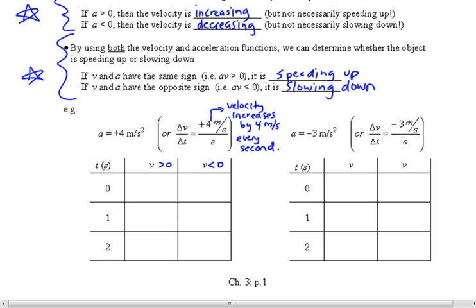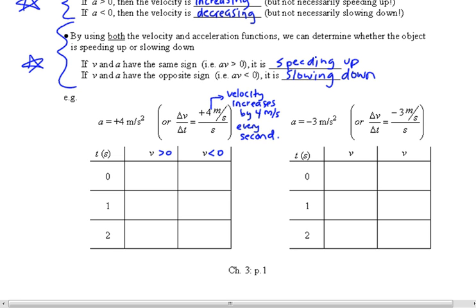Okay, so let's say at 0, we're going to start one with a velocity of 10, and then we're going to do one of negative 10. So if my velocity is at 10, at 1 second, what would be my velocity? 14, good. At 2 seconds, it would be 18. Our velocity is increasing by 4 meters per second every second. So what's happening here with our speed? It's increasing, it's speeding up. So notice here, V was positive, and we had a positive acceleration, so A times V was greater than 0. Here, it was speeding up.